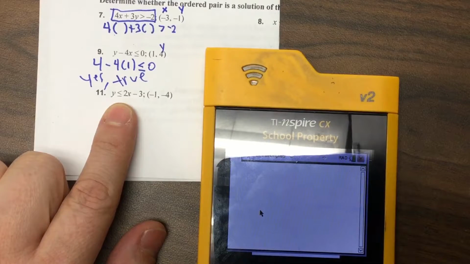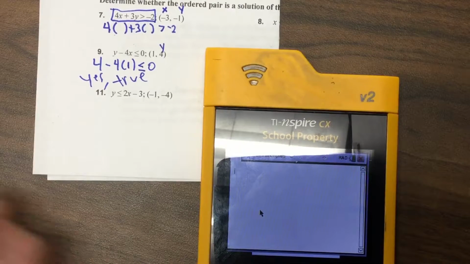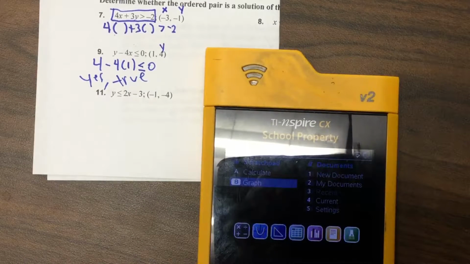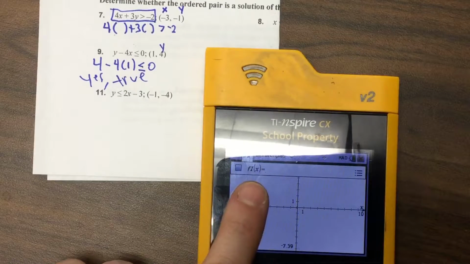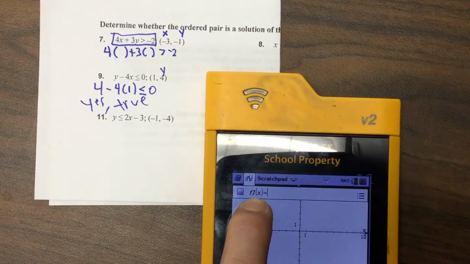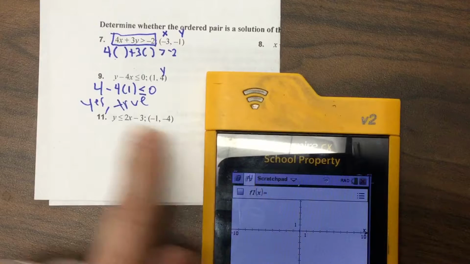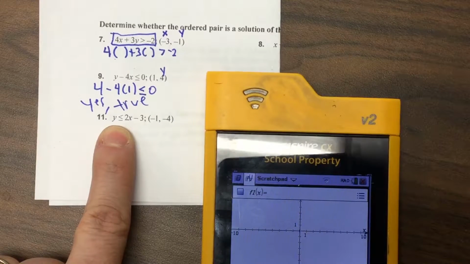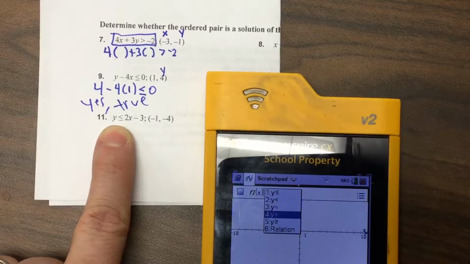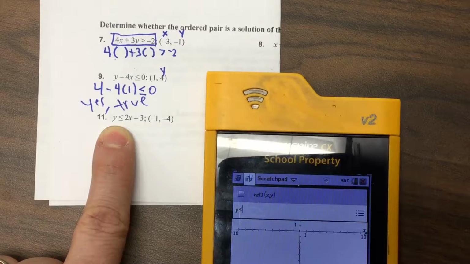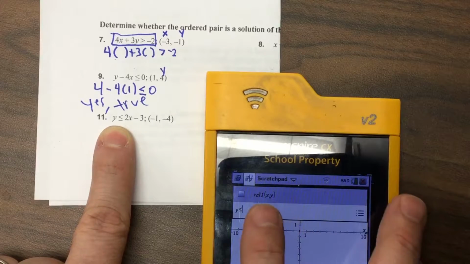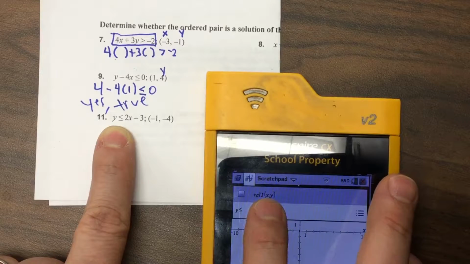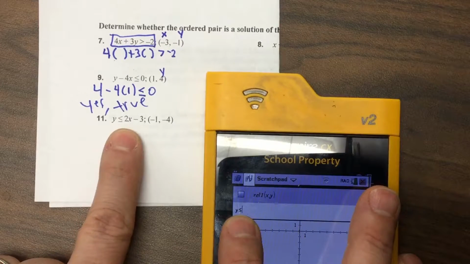Y is less than or equal to 2x minus 3. Here's what I'm going to do. I'm going to actually go to the graph screen. And there's my y equals. It already says y equals. But I don't want equals. I want less than or equal. So I'm going to delete, and I go to less than or equal. There you go. So now it went ahead and went to the relation screen. And you could also just go straight to the relation screen and type the whole thing in also.